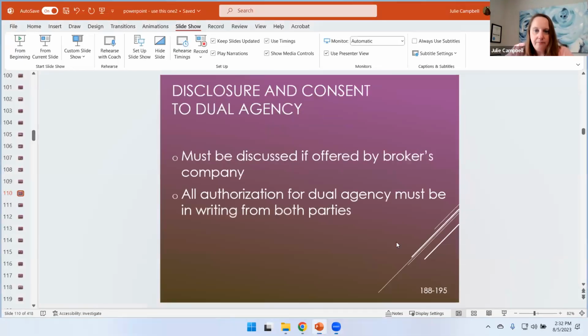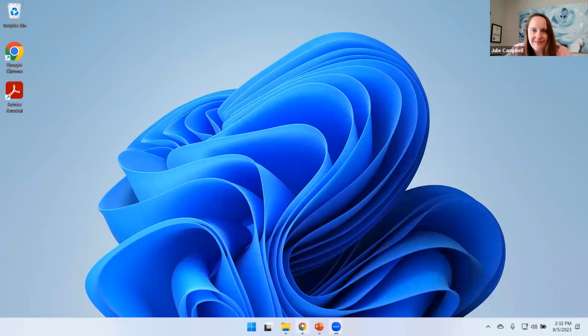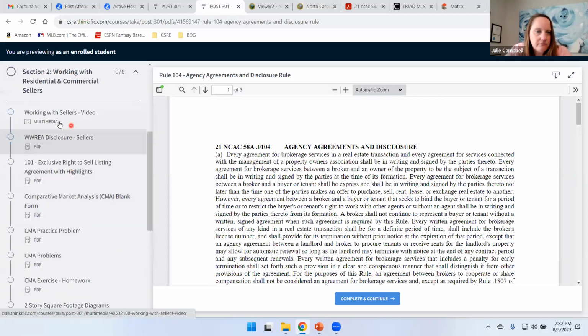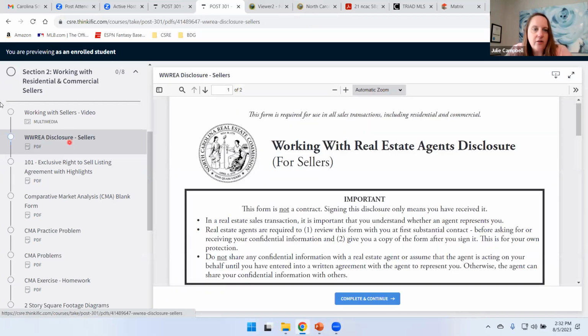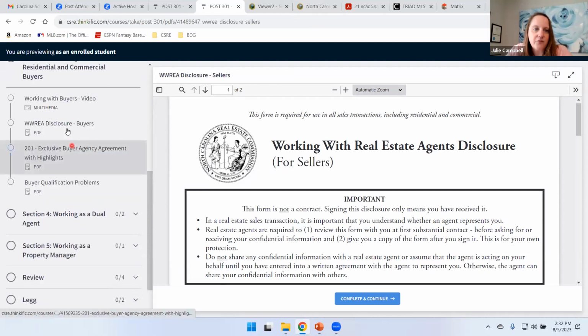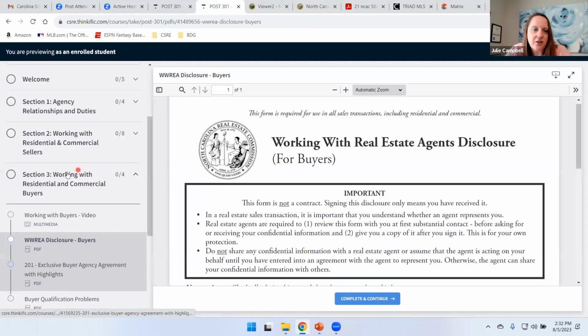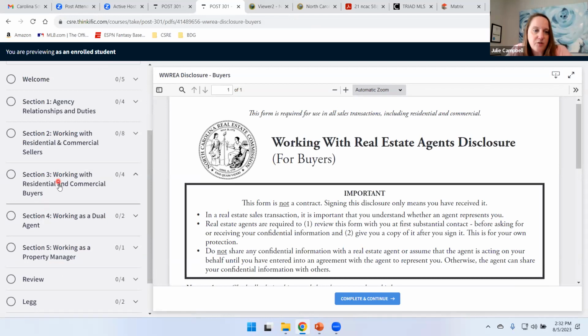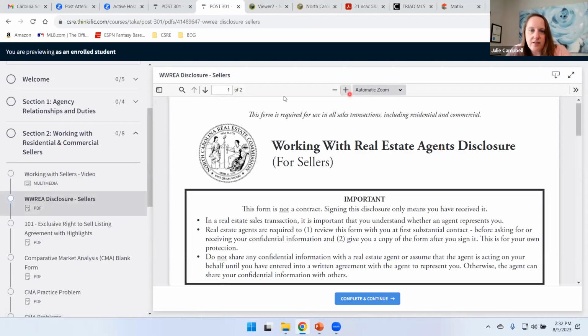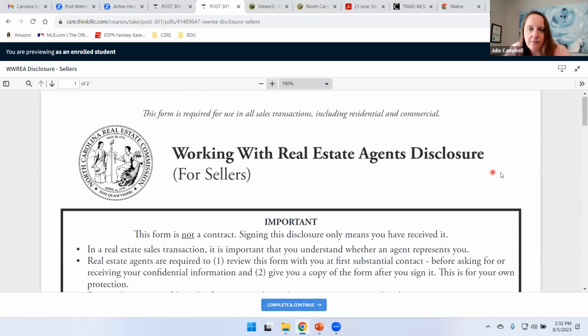So let's go out and look at this. We are in the online learning system, the section 2 material, working with sellers. We also have the buyer's version when we get to section 3, working with buyers. But for right now, because we're here talking about sellers, let's look at this thing. They're pretty much the same. It's just one geared toward buyer and one geared towards seller.